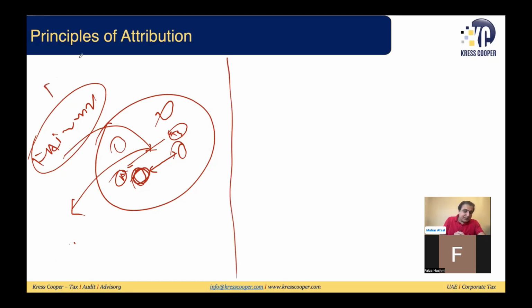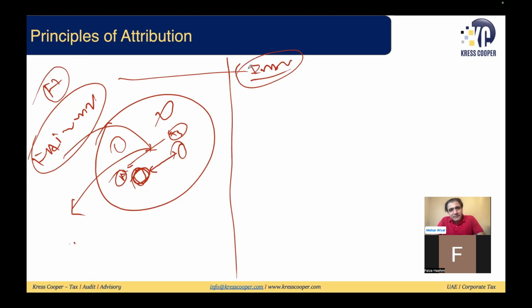This is basically the attribution principle. Now the fair market value principle given in the law. What are the fair market value principles? We know this, what is fair market value? There is a possibility that the transaction between the group members, take the same transaction between A and B.